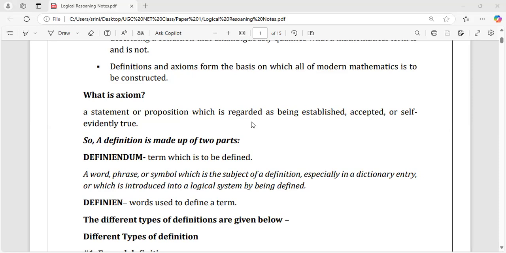A word, a phrase, or symbol which is the subject of a definition, especially in a dictionary entry, or which is introduced into a logical system by being defined. Definand: words used to define a term. A term which is to be defined is the defined term. Words used to define a term are the definand.